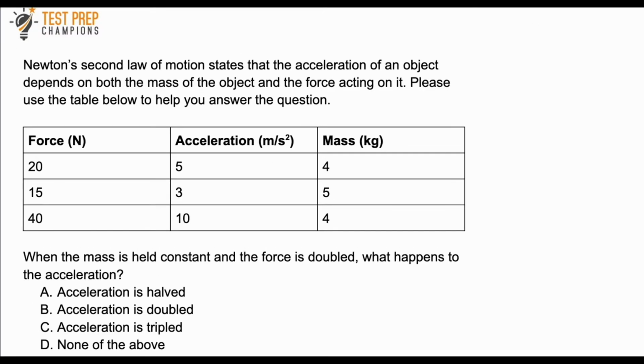Newton's second law of motion states that the acceleration of an object depends on both the mass of the object and the force acting on it. Please use the table below to help you answer the question. Now this time it says, when the mass is held constant and the force is doubled, what happens to the acceleration? Is the answer A, B, C, or D?